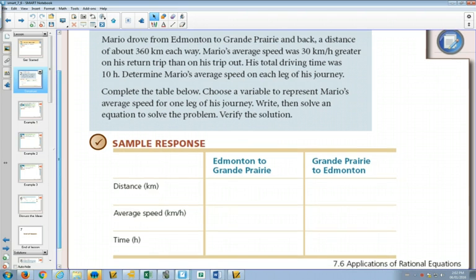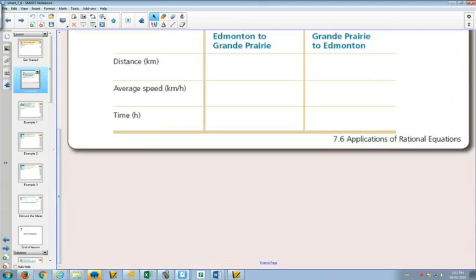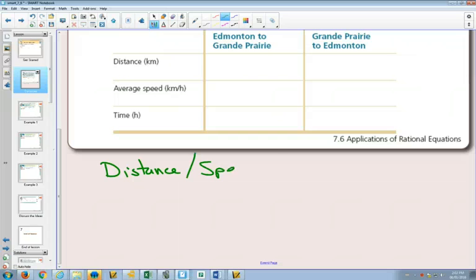So what we're going to put off to the side here is we're going to put some notes. We're going to call these questions distance, speed, time questions. And we're going to develop a strategy to help us solve these, because these are complicated questions. You read the question and sometimes you feel like, I don't know where I'd even start, because it's a lot of information and a lot of data.